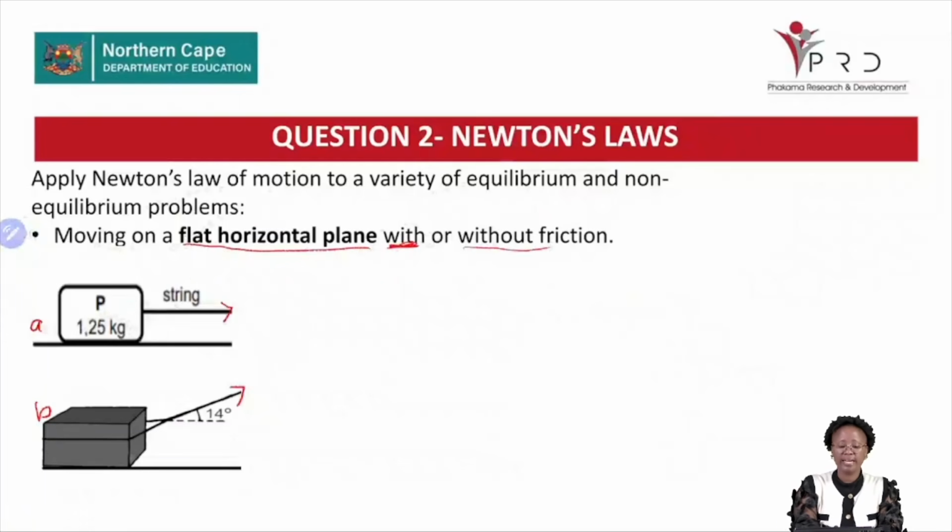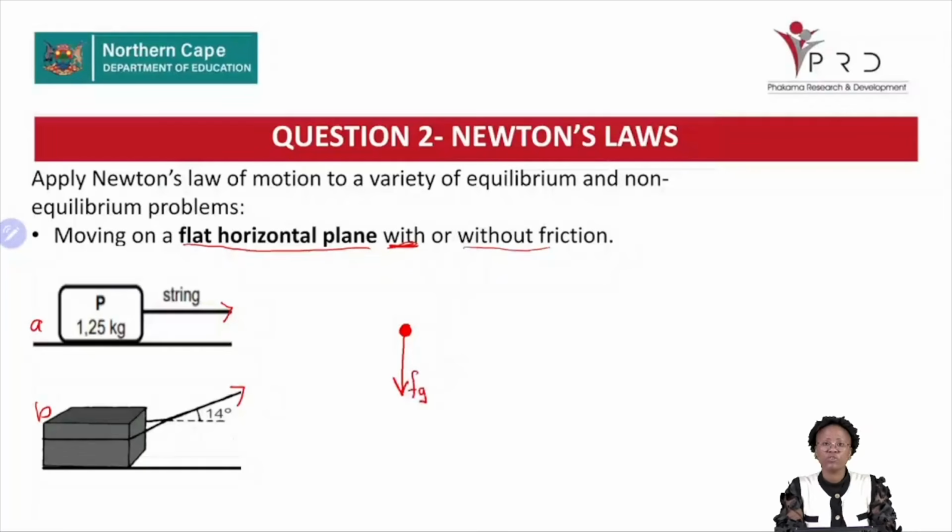Now let's quickly look at object P. I'm going to draw a free body diagram for you looking at object P. As you can see, object P is represented by a dot. Which forces are there? I always advise my learners to start with the God-given force, which is the force of gravity or weight. So that is my Fg. The second thing is to look at the force that you are already given. Over here, I'm given a string going to the right hand side, and that is what I'm going to draw. I know whenever there is a string, there is a tension force that will go to the right hand side.